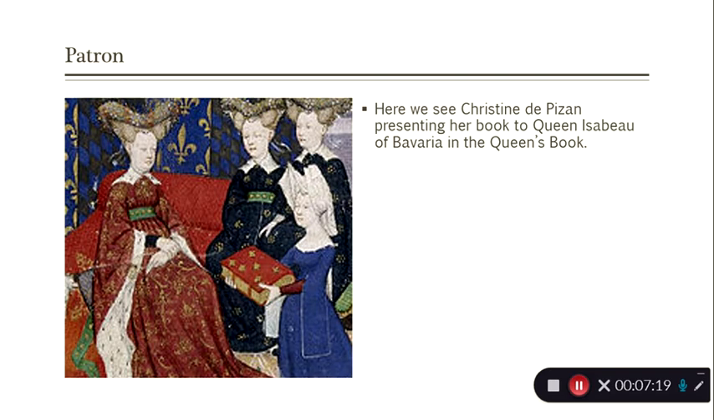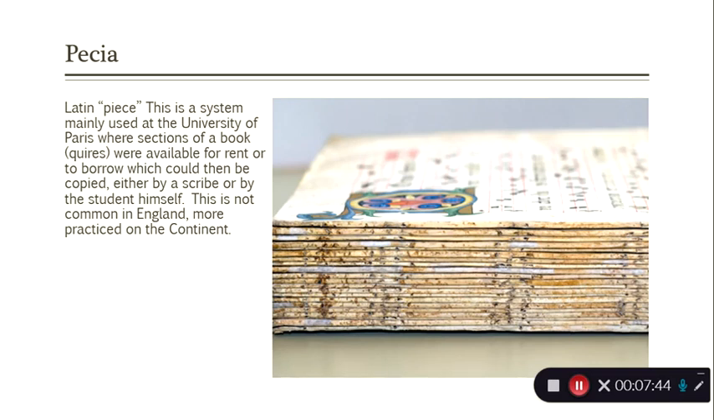Pecia system, not used in England so far as we know very much. It comes from the Latin for piece. This was mostly used at the University of Paris. I think there's some evidence for this having been used at Oxford too. But what it means is that students who were poor would rent a piece of a book from a bookseller or a stationer and copy it themselves, or if they had some money, would get someone else to copy it for them that they were studying. So it's sort of like an early form of lending books to students. Not too common in England.